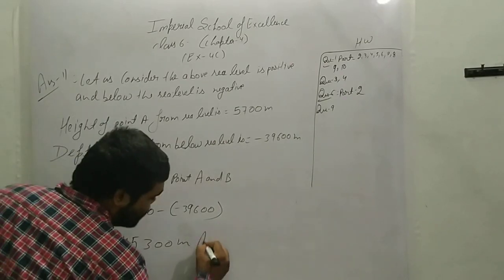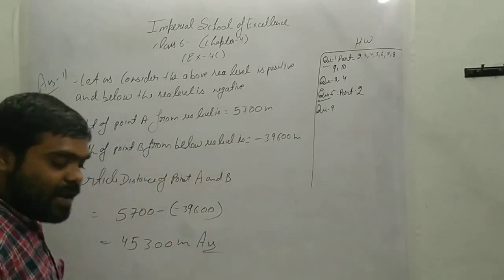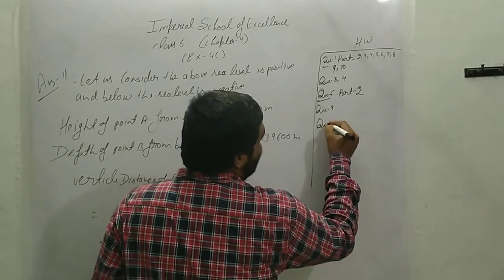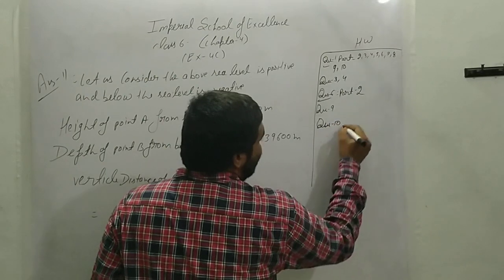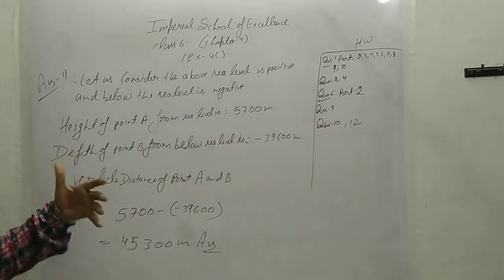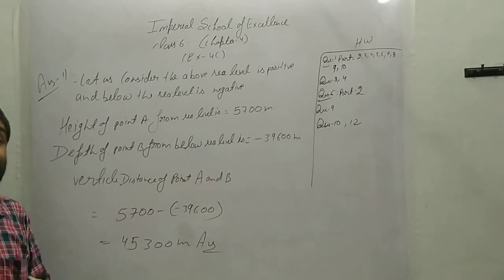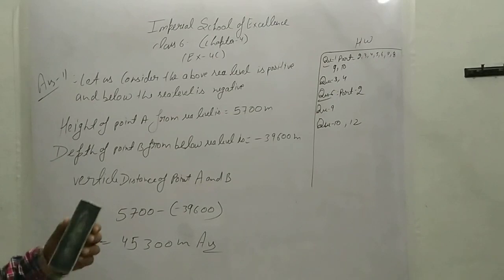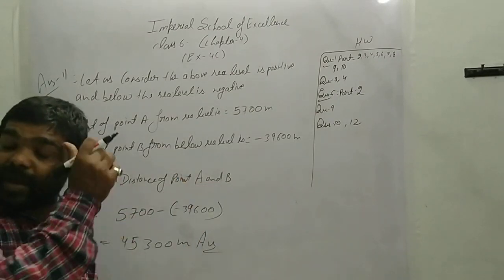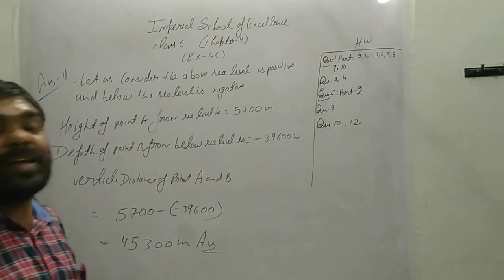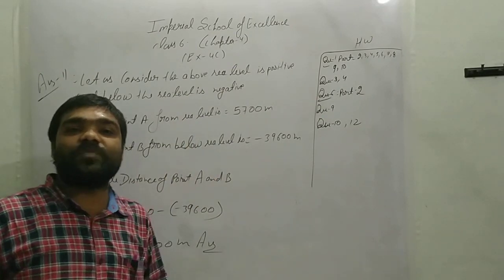This is your answer. Same you have to do question number 12. Question number 9 I have given here. Question number 10 and 12 also. It is your homework and your exercise 4C is completed. In next class I will discuss question number 12, if you are not able to do it, and we will start our new exercise, Exercise 4D. 4C has been completed.